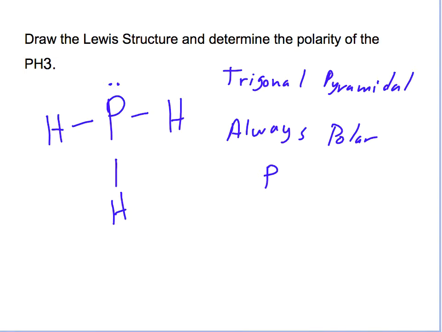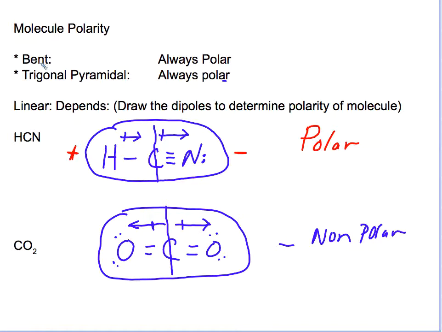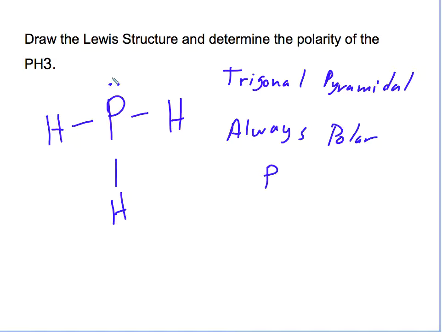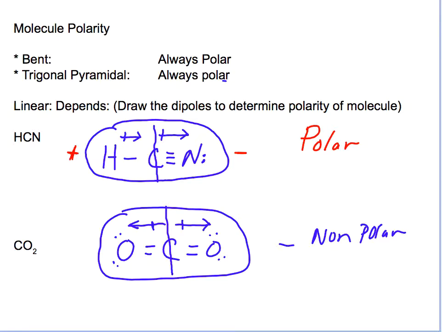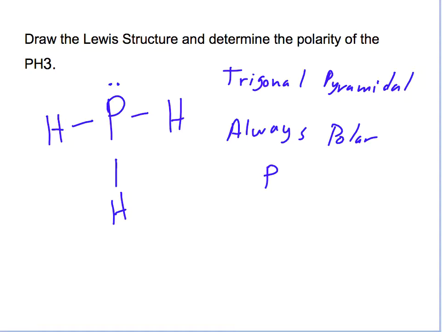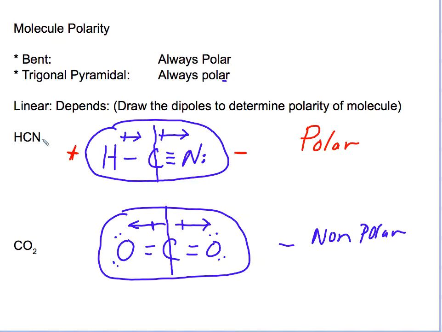Okay, to review a little bit. Okay, bent molecules are always polar, like this one right here. If it's bent, it's always polar. Okay, if it's trigonal pyramidal, it's always polar. Okay, the trouble comes when you get linear molecules. Okay, when you have a linear one, if the bond dipoles are not equal and opposite in direction, then it's going to be polar. But if the bond dipoles are equal but in opposite direction, it will be nonpolar.